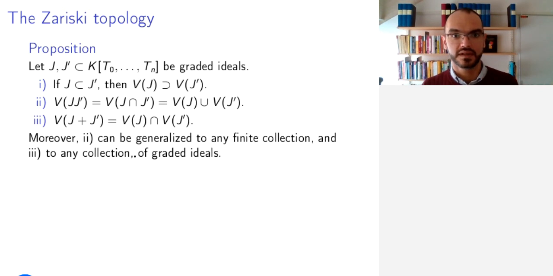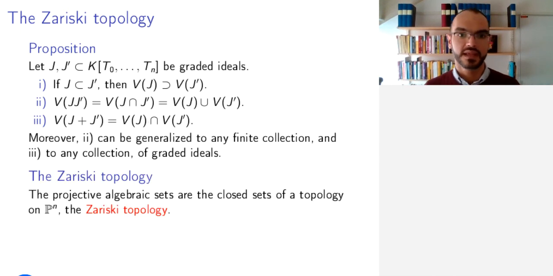In particular, this means that the finite unions and arbitrary intersections of projective algebraic sets are again projective algebraic sets. From the previous slide, we know that the empty set and the whole space are projective algebraic sets. And so the projective algebraic sets are the closed sets of a topology, and we call this the Zariski topology on P^n, in analogy to the Zariski topology on A^n.